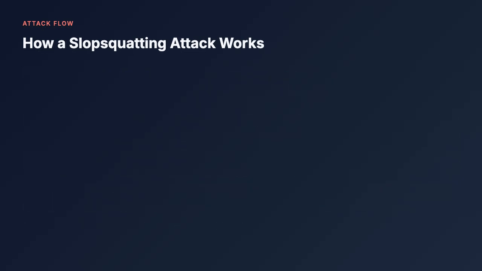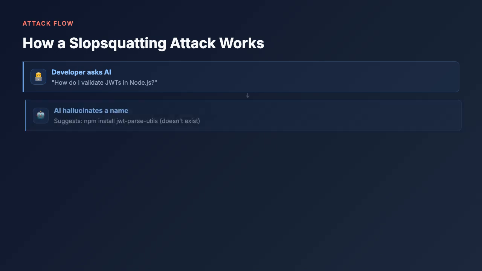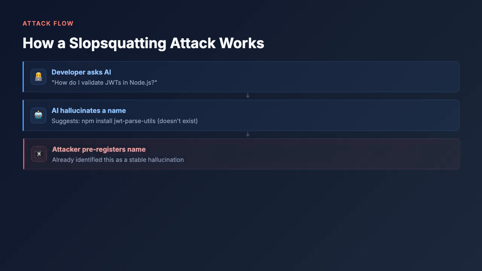Let's walk through how a slopsquatting attack unfolds. A developer asks their AI, "How do I validate JWTs in Node.js?" The AI suggests installing jwt-parse-utils, a package that doesn't actually exist on npm. Here's where it gets dangerous. An attacker has already run the same types of prompts, identified jwt-parse-utils as a stable hallucination, and pre-registered it on npm with a malicious payload.